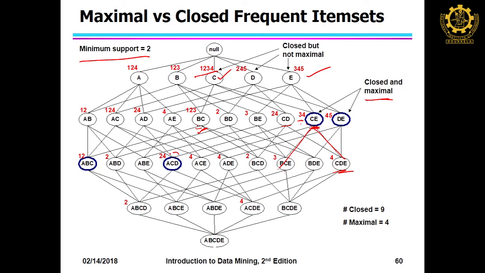Similarly for ACD, if you see the supersets, this is one transaction, this is one transaction, and ACD has 2 transactions. So, it must be closed. Whether it is frequent: ACD is frequent, but its corresponding superset is not frequent. So, ACD will be closed as well as frequent maximal. So, it is a maximal and closed item set.